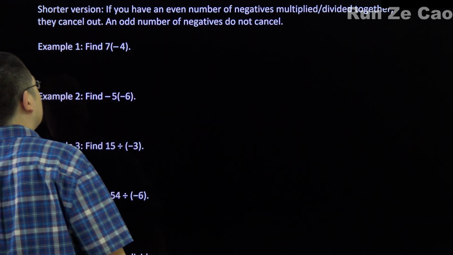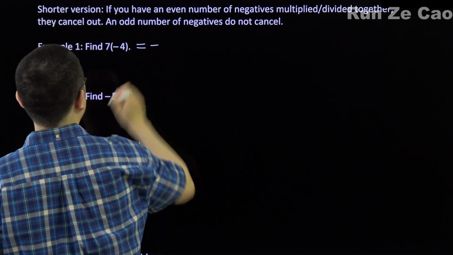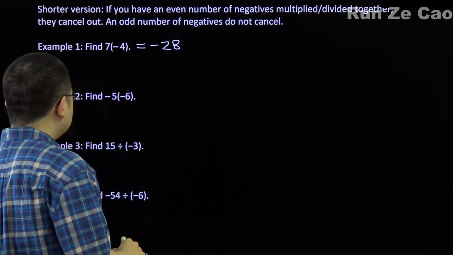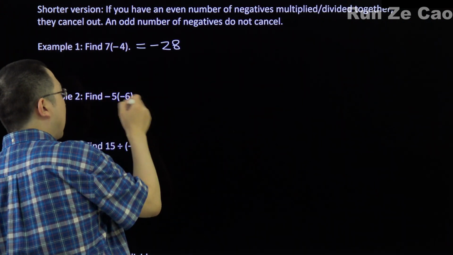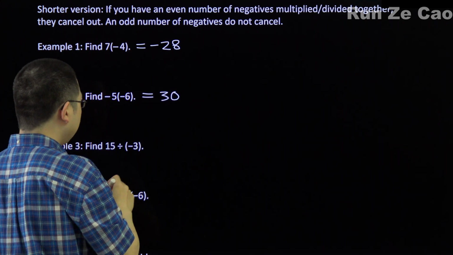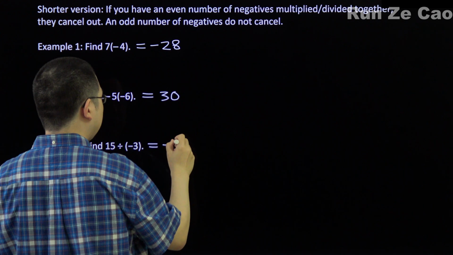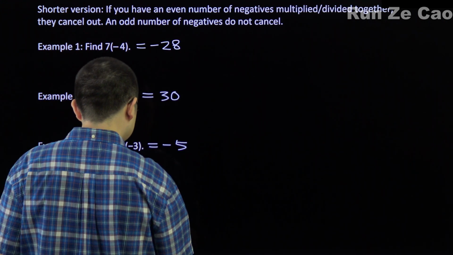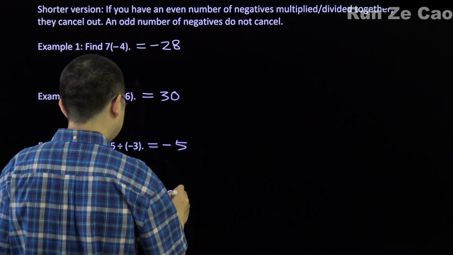7 times negative 4. We only have one negative sign. It doesn't cancel with anything, so the result is going to be negative, and then 7 times 4 is 28. Negative 5 times negative 6. The negatives cancel each other, so it's positive, and 5 times 6 is 30. Find 15 divided by negative 3. Well, there's one negative here. Nothing cancels, so it's negative, and 15 divided by 3 is 5. So negative 54 divided by negative 6, there's two negatives, they cancel. So it's positive. 54 divided by 6 is 9.